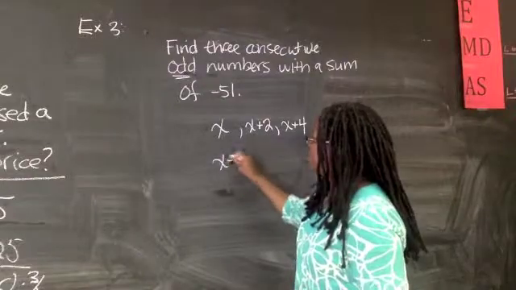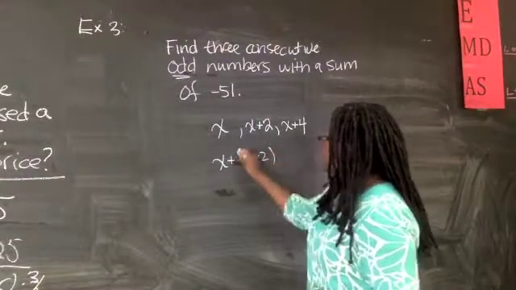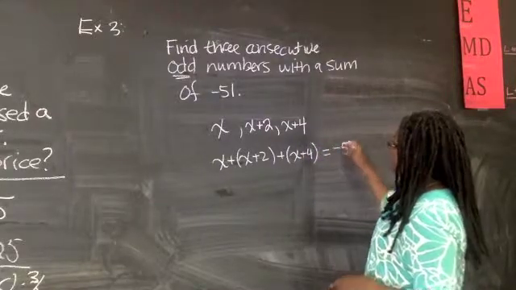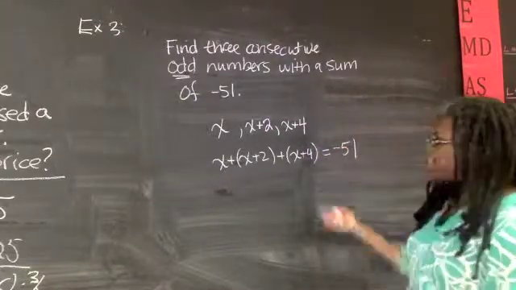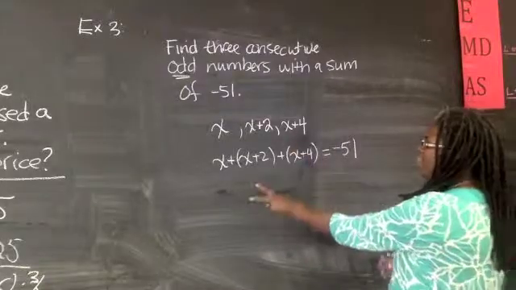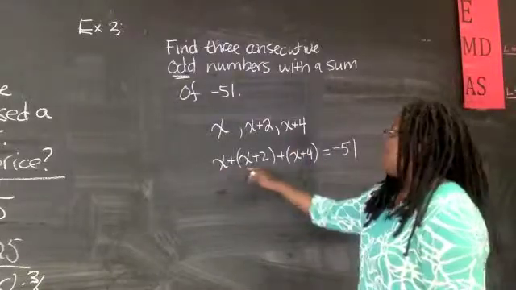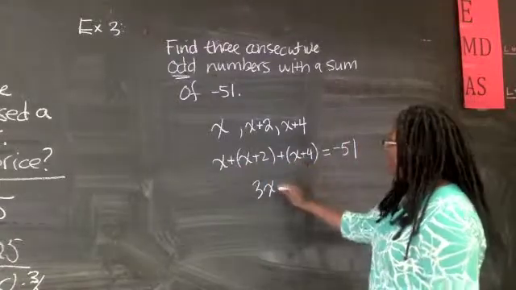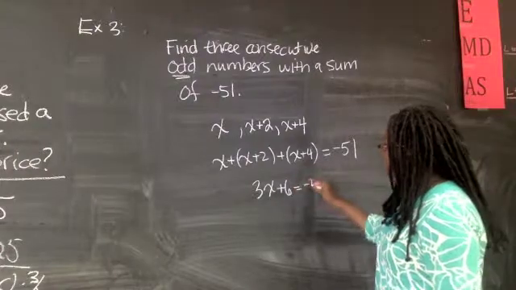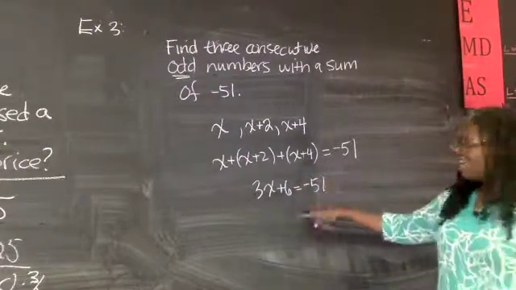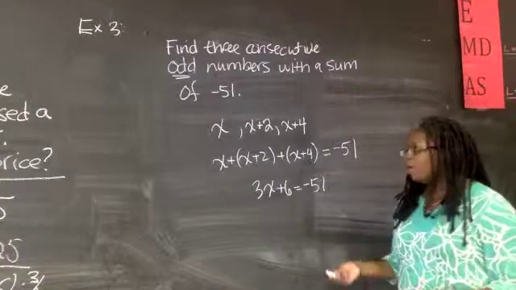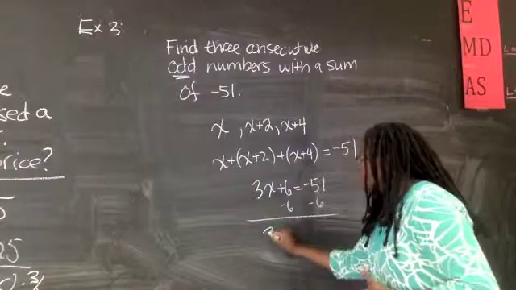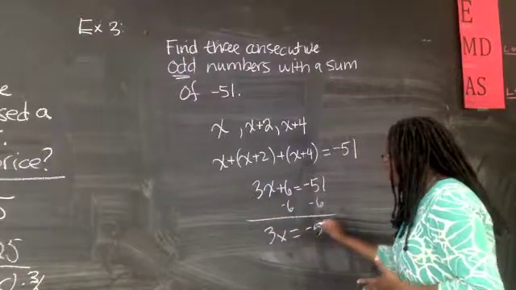So let's do it. X plus X plus 2 plus X plus 4 is equal to -51. What I'll do at this point is just join like terms together. I'm going to simplify one side of my equation. When I do that, I've got 3 X terms, so that's 3x. And then I have 2 and 4, which is going to give me 6. And that's all equal to -51. Next thing I'm going to do is subtract 6 from both sides, or add a -6 as it were. And I have 3x is equal to -57.